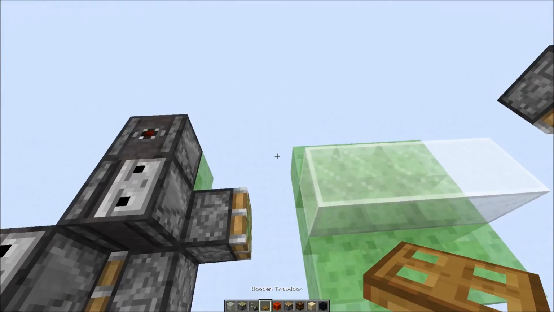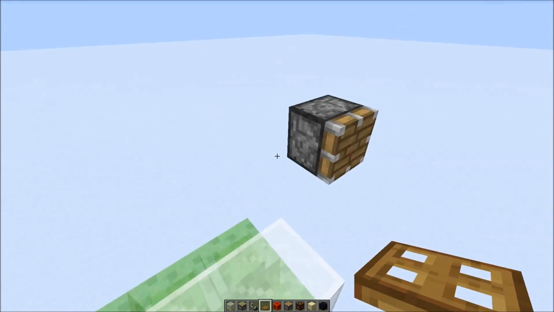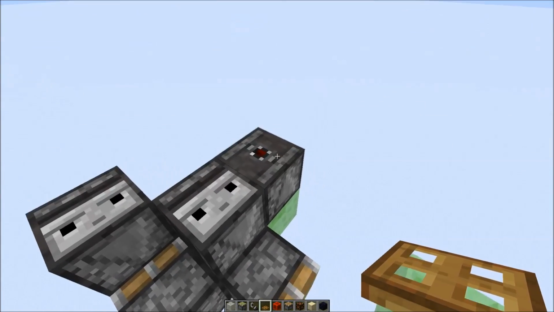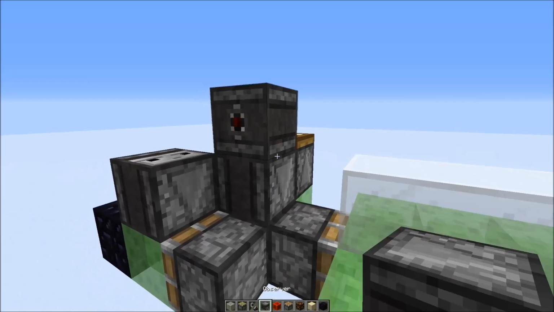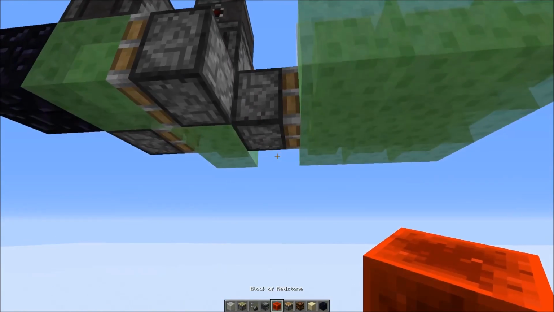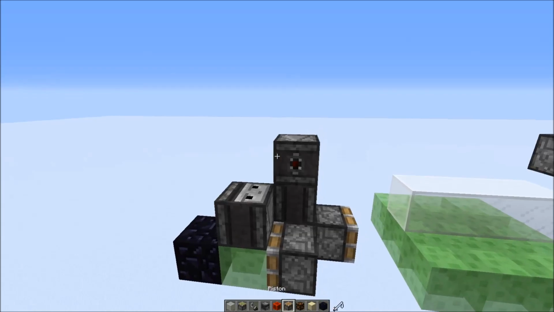So here's the return station. We use this design with the normal piston. We can add a trapdoor here and another observer there. Now we actually need to power this one once more. Now we can launch this.